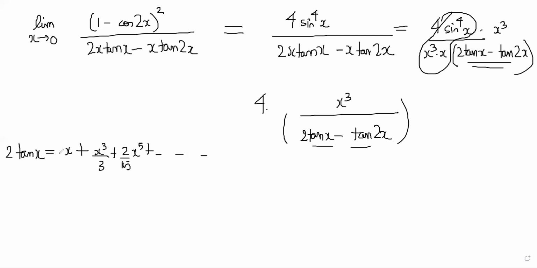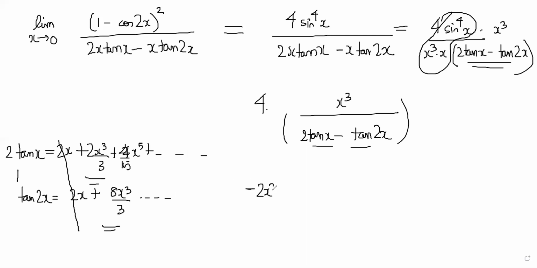So 2 tan x would be 2x plus 2x cube by 3. And tan 2x would be 2x plus 2x whole cube, so 8x cube by 3, right? Yeah. So subtraction of this will cancel this term, but it will not cancel this term. So it will be 2x cube by 3 minus 8x cube by 3. So that will become minus 2x cube, right?